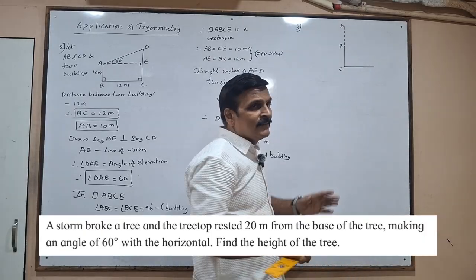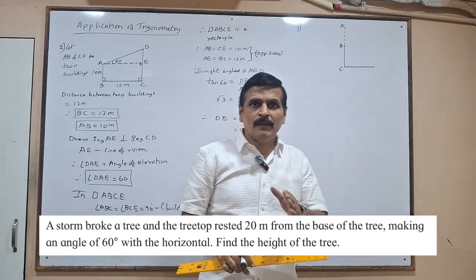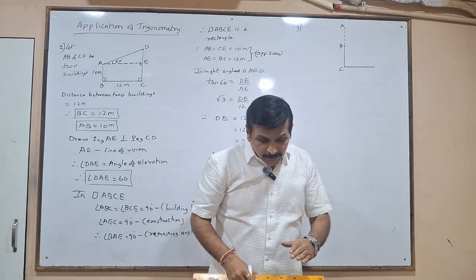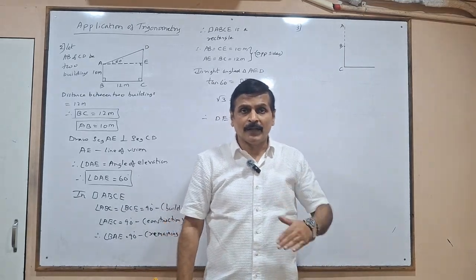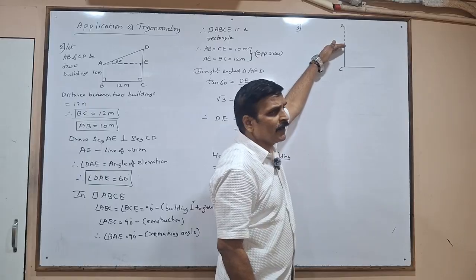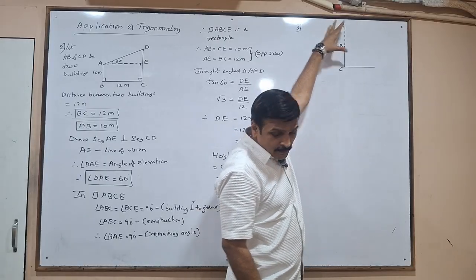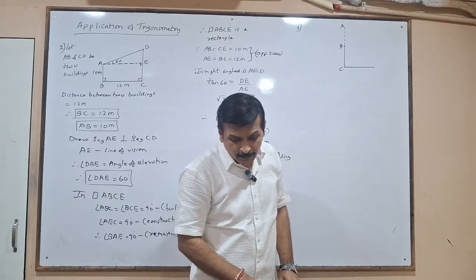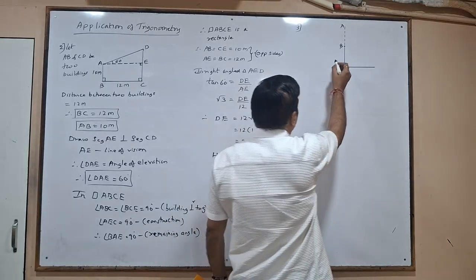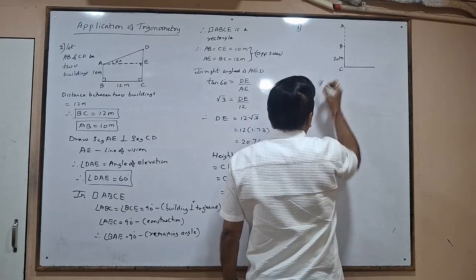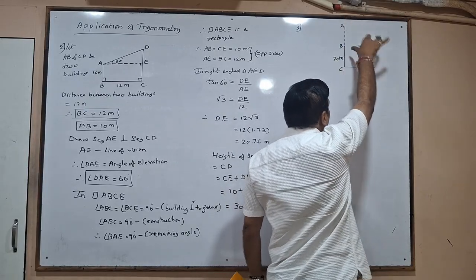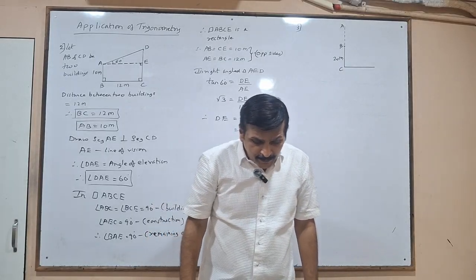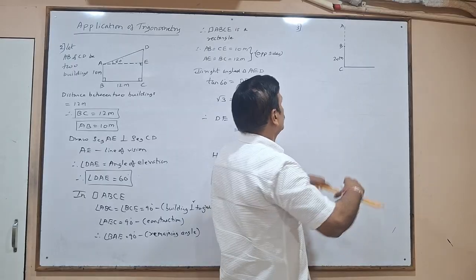The dotted line is done purposely because that is the part which will be broken. It is written a storm broke a tree. So somewhere at some point that tree will break. And the top part, as said, the tree top rested 20 meter from the base of the tree. So this is 20 meter. This tree top will come to the ground. It is mentioned making an angle of 60 degree.